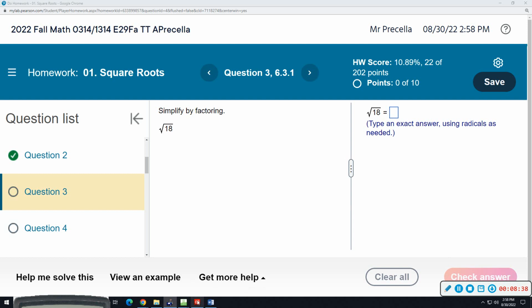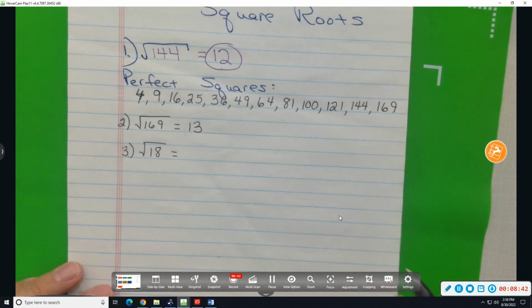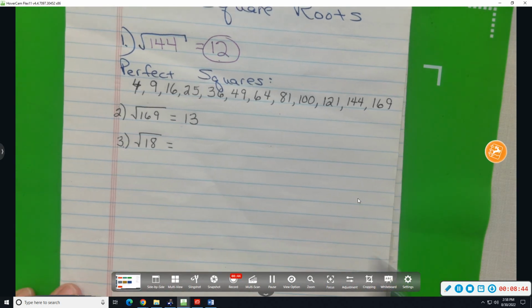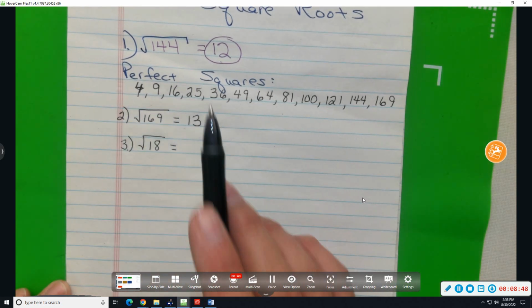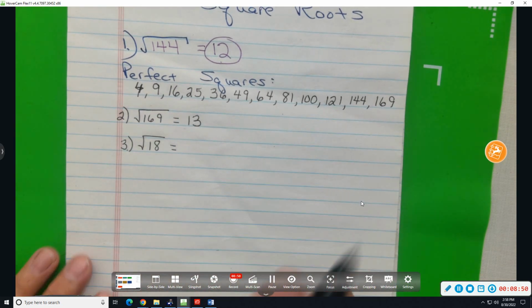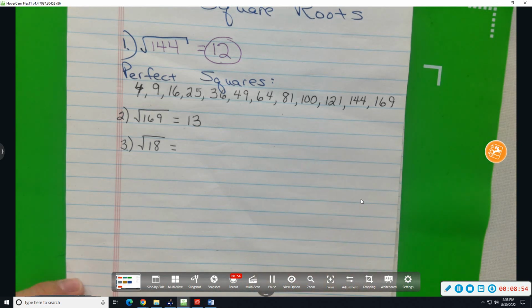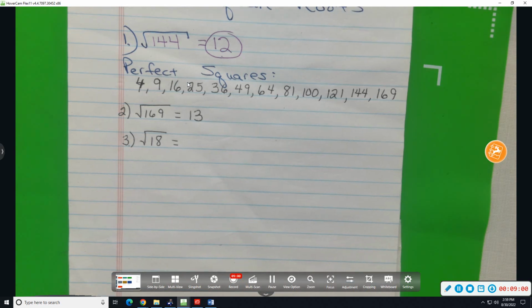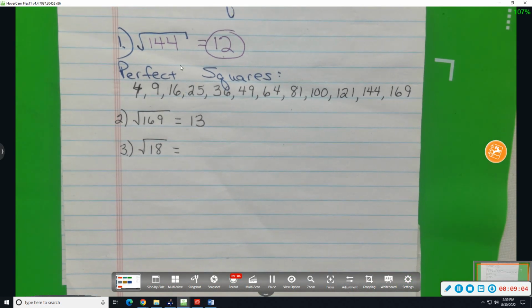I'm going to switch over to the tablet where we're working these things. And 18 is not a perfect square. Okay? So how can we simplify it? We don't want a decimal. Algebra does not like decimals, so you can't just put square root of 18 into a calculator and write down a decimal number. Pearson doesn't like decimals. If you find yourself entering a decimal number, you're probably messing up somewhere.